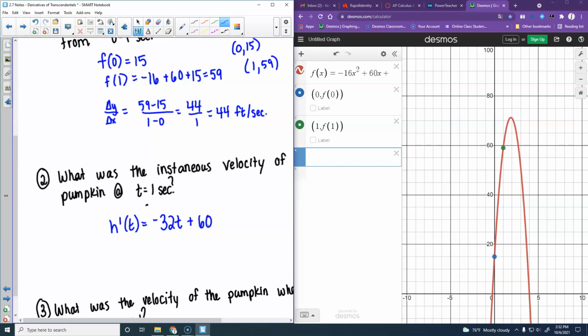So if I want to know the velocity of the pumpkin at t equals 1, I just plug in 1. Negative 32 times 1 plus 60, which is going to give me 28 feet per second.